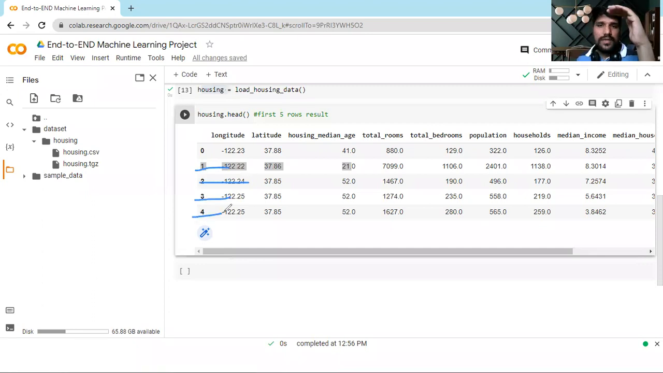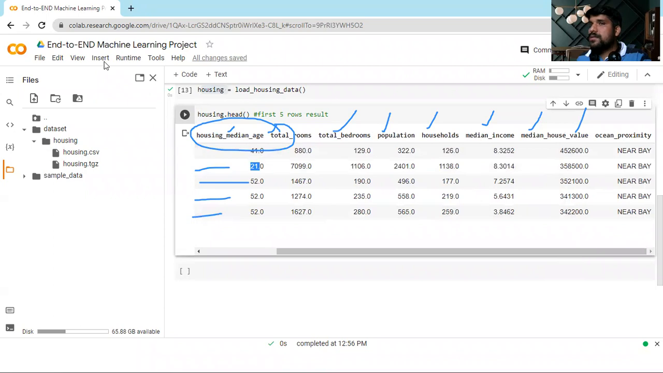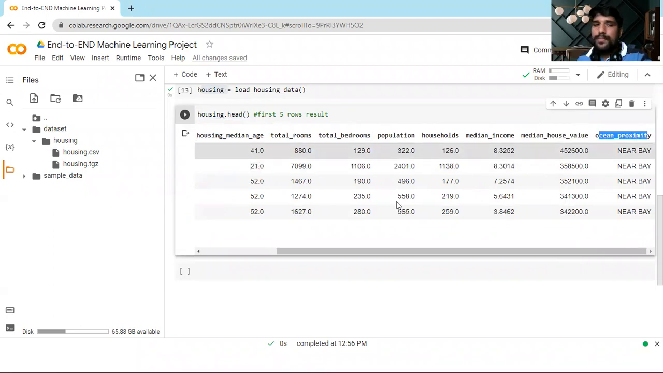Here we are using head, that's why we only see the first 5 records. It contains the longitude and the latitude, so it gives the location. Then housing median age, which means the age of that property. Then total number of rooms, total bedrooms, population, households, median income, median house value, and ocean proximity.